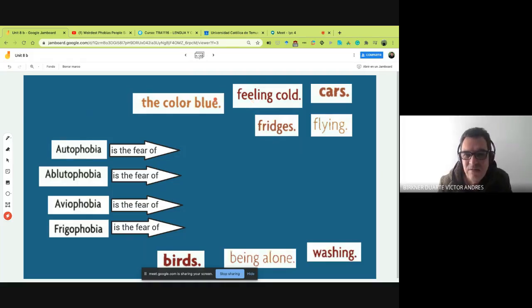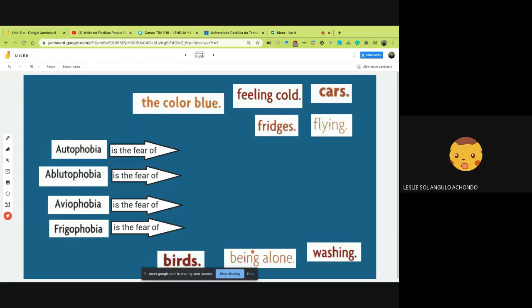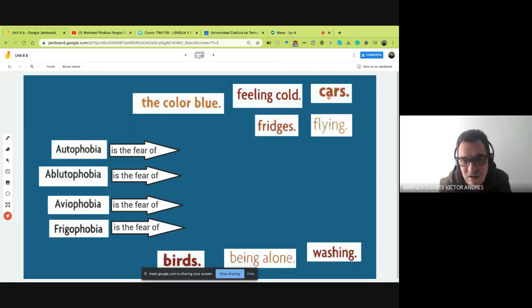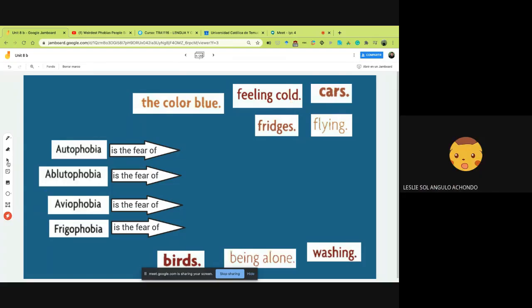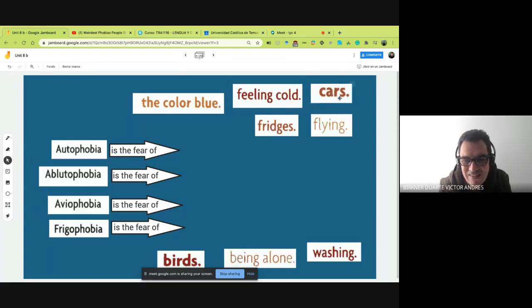Can it be fear to the color blue, feeling cold, cars, fridges, flying, birds, being alone, or washing? What do you think autophobia is? Autophobia is the fear of what? Is it the fear of cars, maybe? Or being alone? Okay, we have then two possibilities: fear of cars or being alone.